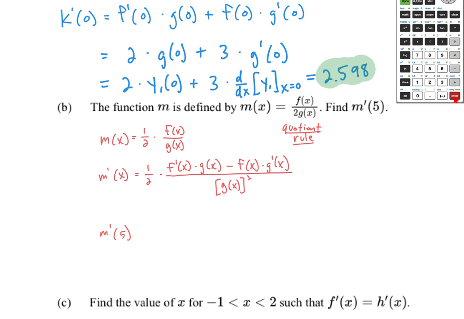Okay, now we'll just plug in 5 for everywhere you see an x. Every one of those x's, we'll just change all those to 5's. So basically just rewrite this whole thing. Oh, that should be a 1/2. Fix that.